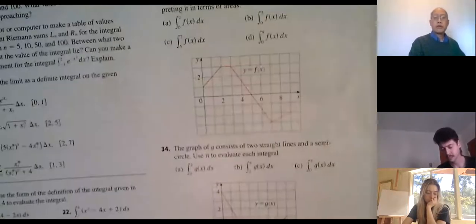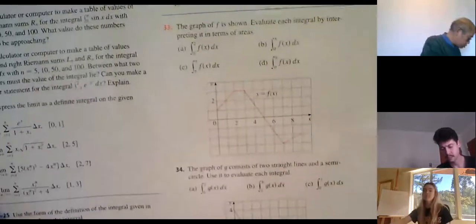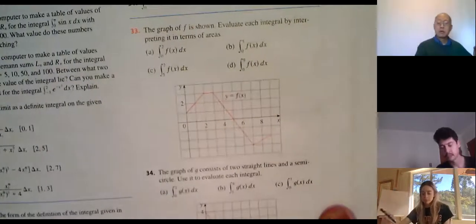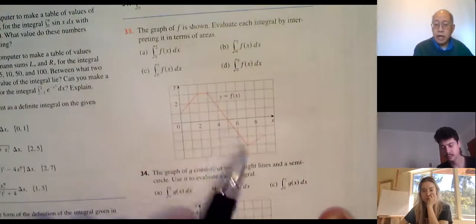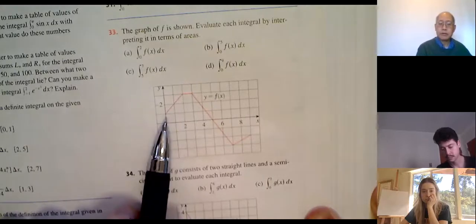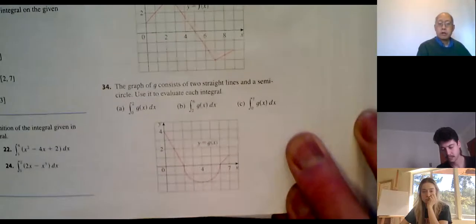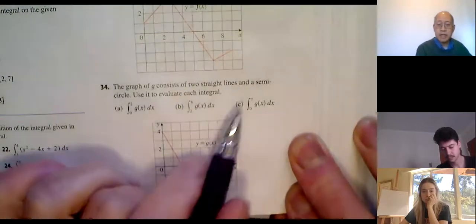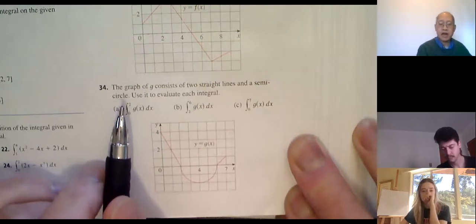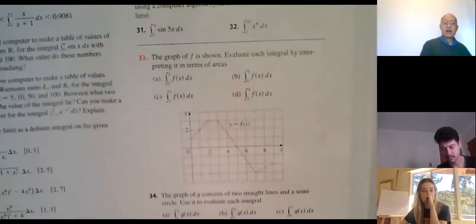Okay, now 33 and 34, you can actually find the values of these definite integrals because we don't have to approximate. Here, they're all straight lines, so we know how to find actual areas of squares, rectangles, triangles, and so forth. 34, the only curved part is this, but they tell me that it's a semicircle, part of a circle. So I can also find the exact value. So these, you're not chopping it up into so many pieces. You can find the exact value.